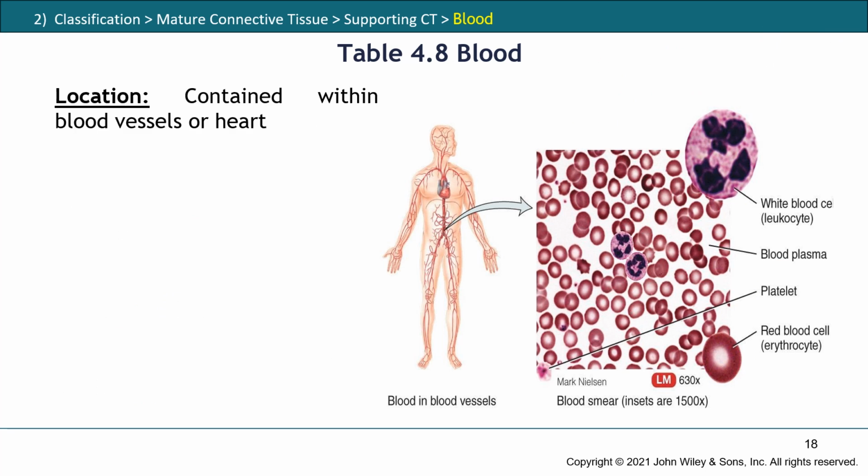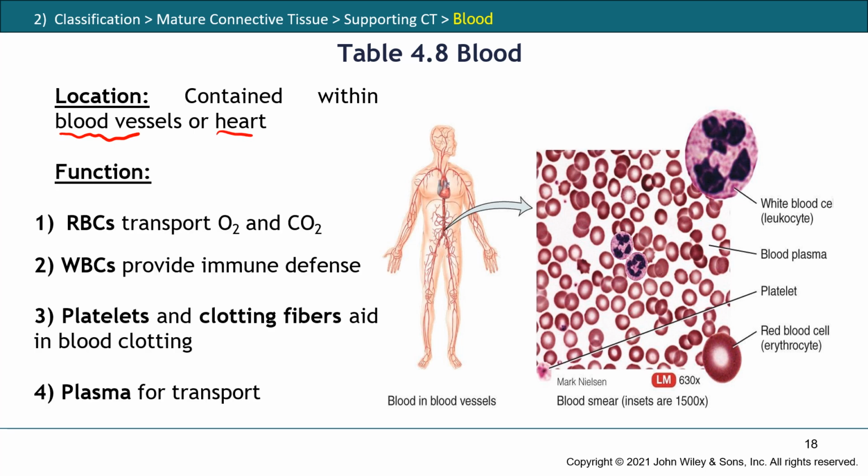I also told you that the location of the blood is, of course, the blood vessels, and in addition the heart. And I also told you the functions of each one of these cell types. So the red blood cells are in charge of transporting oxygen and CO2, the white blood cells are in charge of the immune response, the platelets or thrombocytes plus the clotting factors are helping in the blood clotting process, and finally the blood plasma is in charge of the transport, moving all those cells from one region to another one.